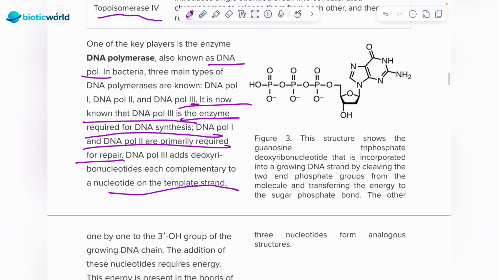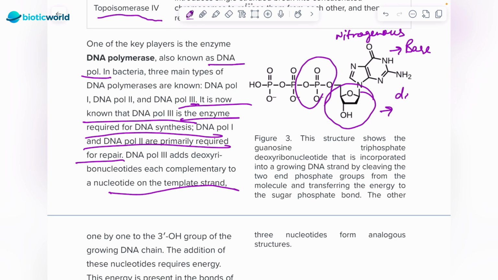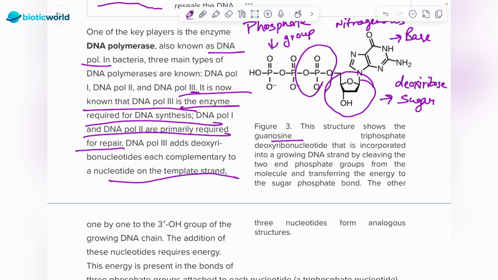Here you can see a picture showing the phosphate group, the sugar group, and this is the base, known as the nitrogenous base. This is the deoxyribose sugar. And these are the phosphate groups. The structure shows a guanosine triphosphate deoxyribonucleotide. There are three phosphate groups, so that is known as the triphosphate, and this is known as guanosine due to the presence of this structure.